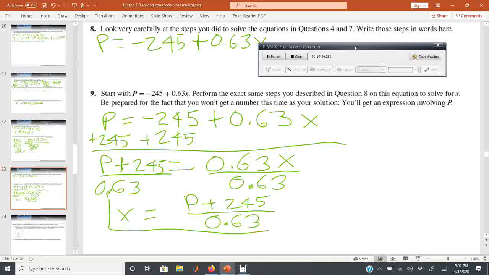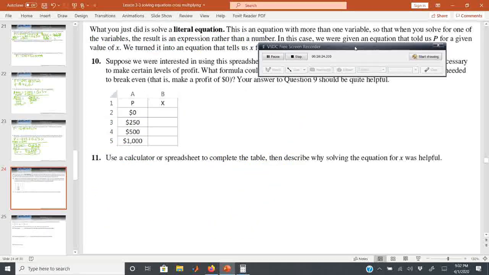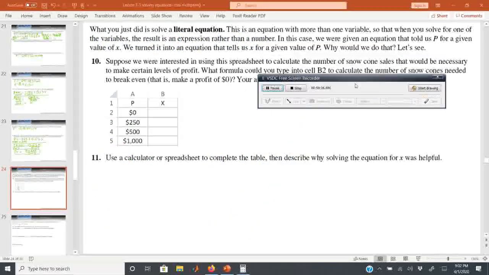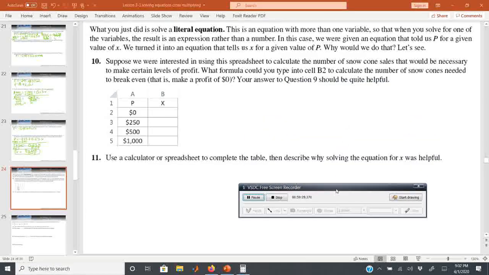If you remember what I was saying before, if we think about it, we want to know how many snow cones to make a profit. We need to take our profit plus our fixed costs. That's how much money we actually have to make. We need to divide that by the amount of profit we make on each snow cone to tell us the number of snow cones. So really what they're wanting us to do here is rewrite the equation. Now we have instructions for calculating the number of snow cones when we know the amount of profit.